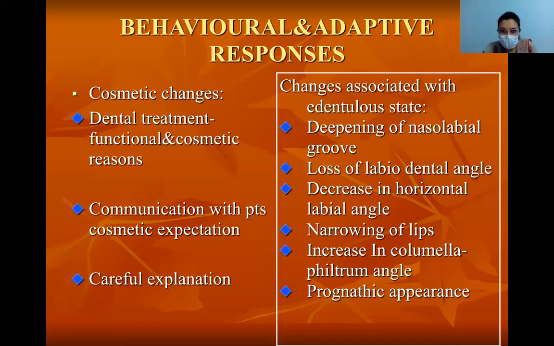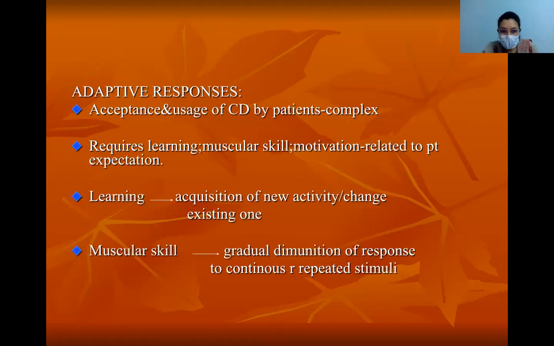The changes associated with the edentulous state are usually the deepening of the nasolabial groove, the loss of labiodental angle, the decrease in the horizontal labial angle, the narrowing of the lips, the increase in columella philtrum angle, and there is a prognathic appearance which is marked. The adaptive responses, which have to be explained carefully to the patients, are the acceptance and use of complete dentures by the patient. And this is very complex.